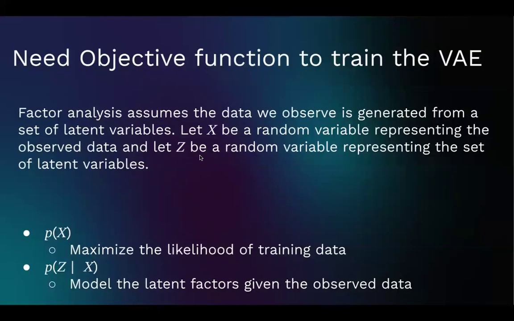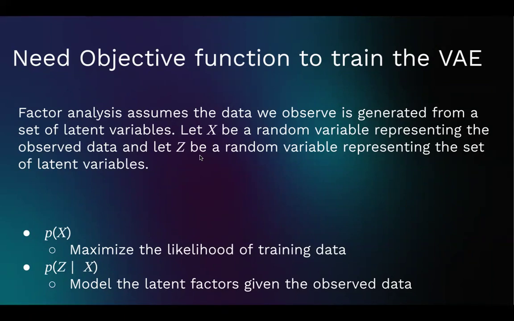So I guess we need to get into the background a little bit on the variational autoencoder. How do we go about training something like this? I think we can start with the assumption of this factor analysis idea that we talked about, which assumes that the data we observe is generated from a set of latent variables. So we can say that X is a random variable representing the observed data, and we can let Z be a random variable representing the set of latent variables.